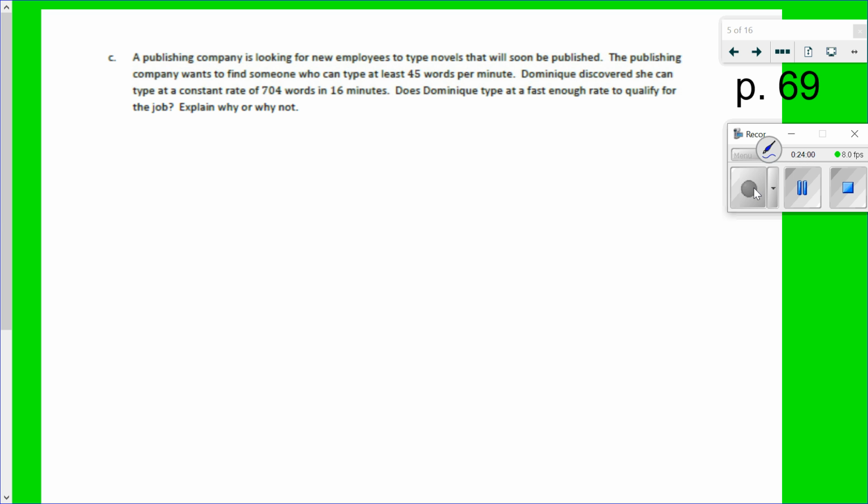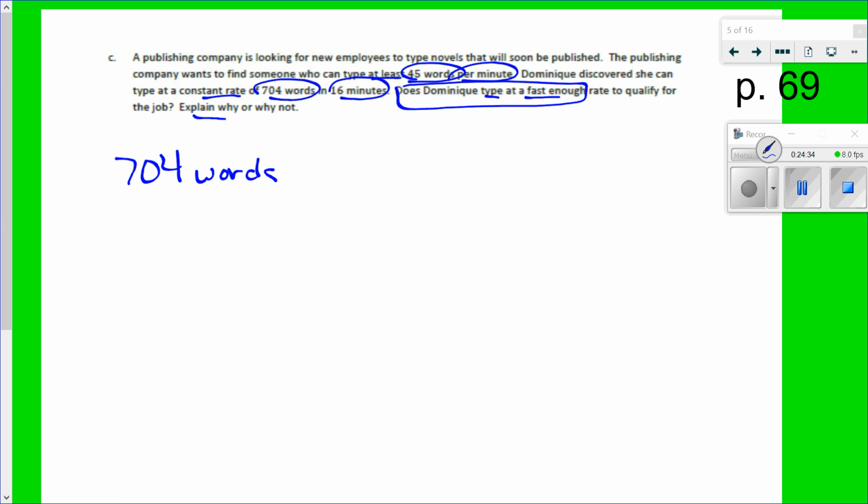So, a publishing company is looking for new employees to type novels that would soon be published. The publishing company wants to find someone who can type at least 45 words per minute. Dominique discovered she can type at a constant rate of 704 words in 16 minutes. Does Dominique type at a fast enough rate to qualify for the job? There's our question. And explain why or why not. So they actually gave us our rate right away, right? 45 words per minute. But then they said she does 704 words in 16 minutes. So that's really where we're going to start. And this might be part of what confused everybody, was trying to figure out how to get down to that.